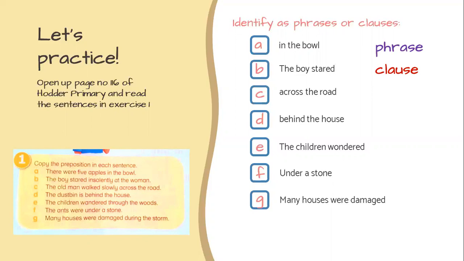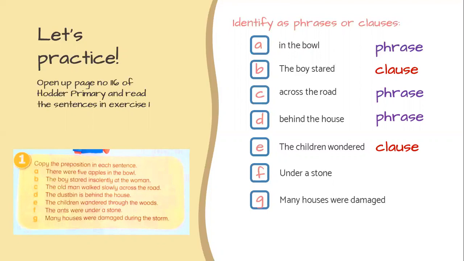Across the road. What do you think this is? This is a phrase. Across the road does not have any verb in it. It just has the subject and some additional information about it. Behind the house. This is pretty similar, so this is also a phrase. The children wondered. We have a subject that's doing some action, so our subject and verb are given together in this group of words. Therefore, it is going to be a clause.